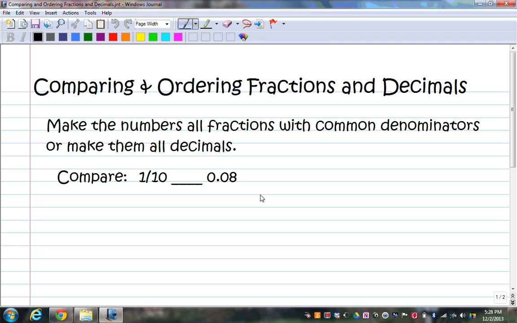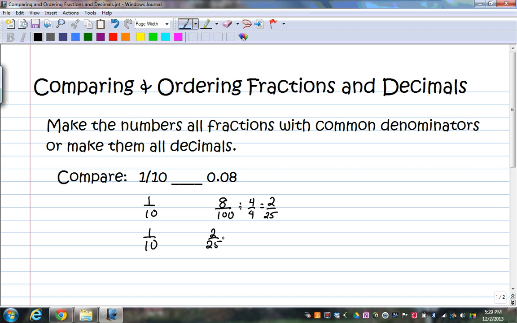The first one is if I took both of them and made them fractions. Well, the first one is 1/10. I don't have to do anything with that. The next one is 8/100ths. This can be reduced, let's see, I could divide the top and bottom by 4, and I can get 2/25. Okay? Now, I have 1/10 and 2/25.